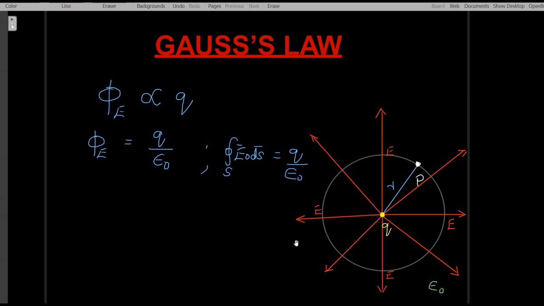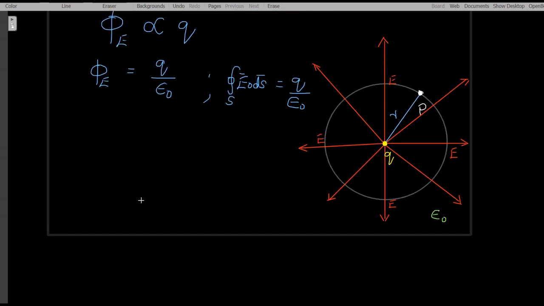Now let us see how it can be proved. Proof of Gauss theorem. Let us consider a charge Q. Let this be plus Q. And this electric charge Q produces radial fields. All these are radial fields emerging out from the charge plus Q.